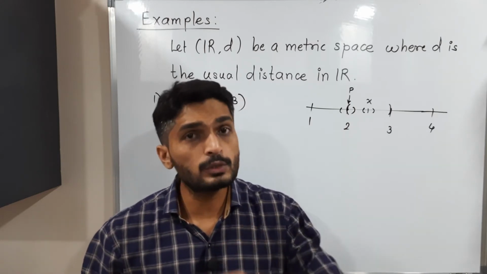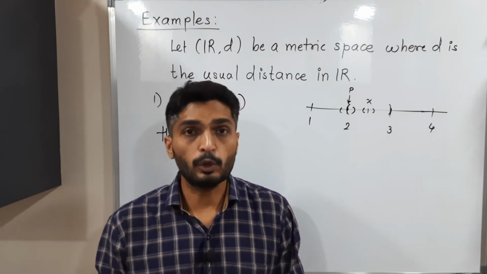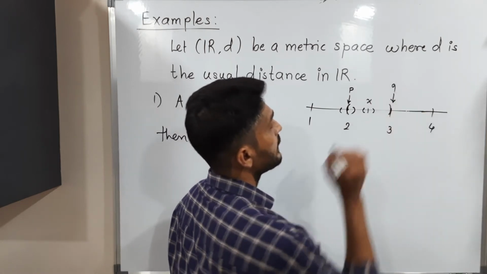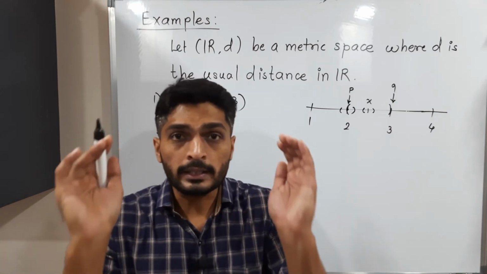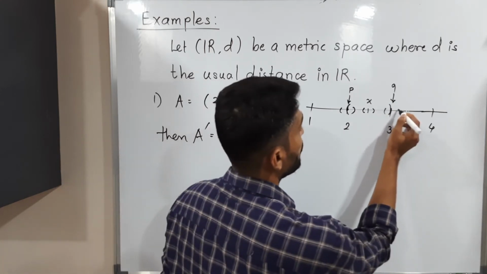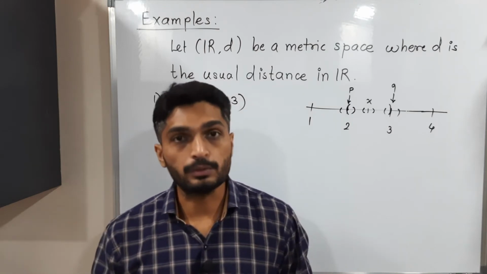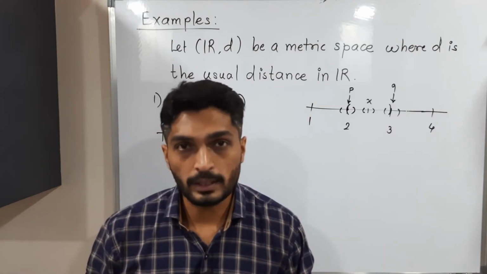So that's why 2 is also a limit point. The same logic we can apply for point 3 also. If I consider q equal to 3, and draw any open ball around 3, it definitely contains some points of the interval [2, 3]. Therefore, 3 is also a limit point.